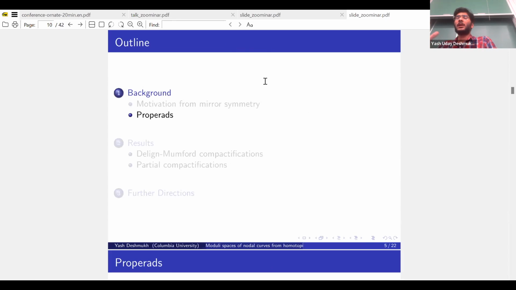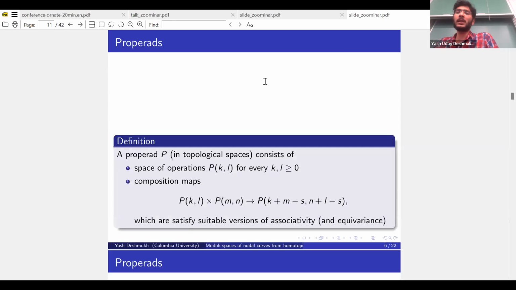So let's turn to looking at what kind of algebraic structures we consider. We are going to use certain algebraic structures on moduli spaces of Riemann surfaces to make sense of these questions. The structure we use is called properads. If you are familiar with operads, properads are just a generalization of operads where we allow operations which have multiple inputs and multiple outputs. In operads, you only allow one output, but in properads, you put no restriction.